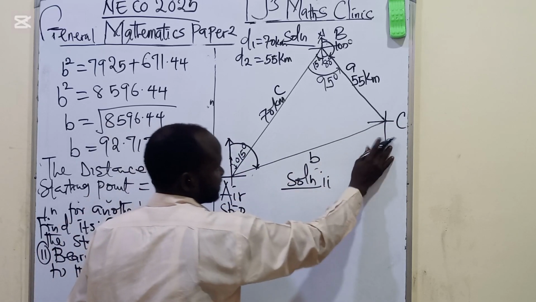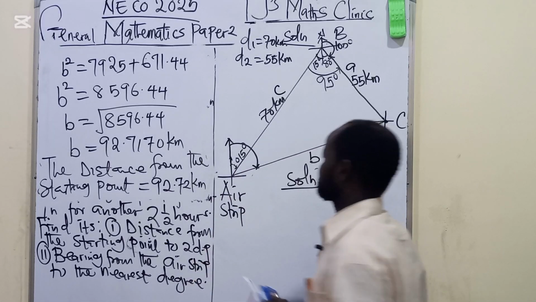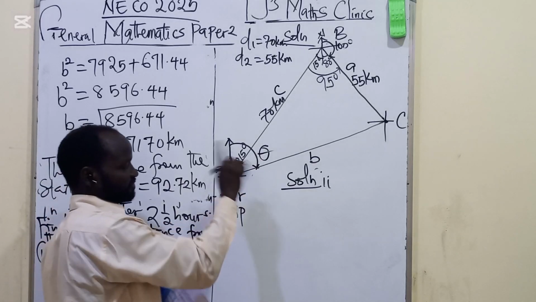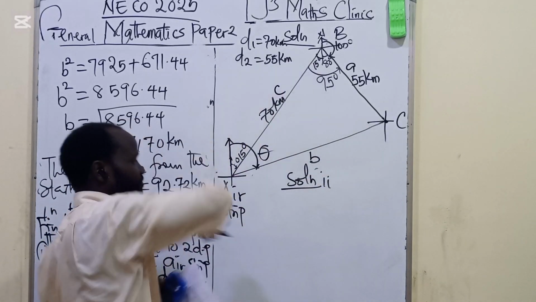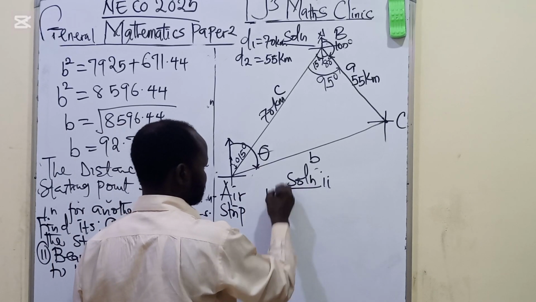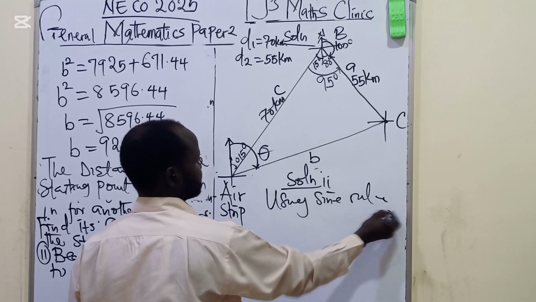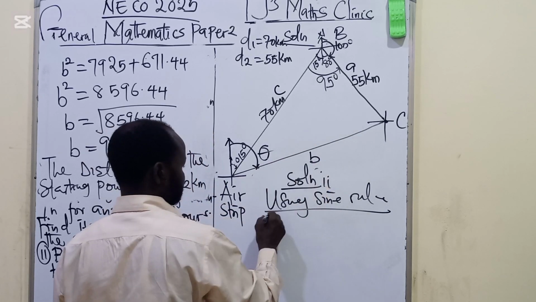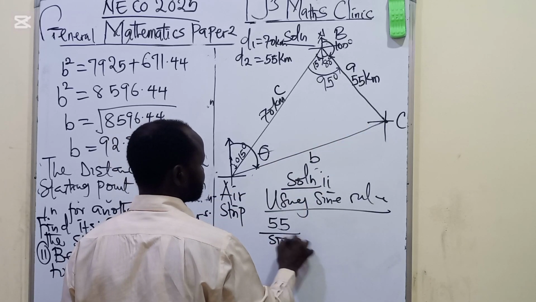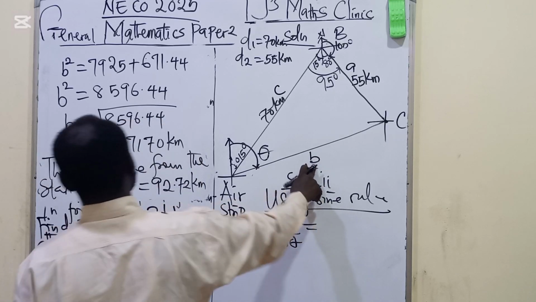The bearing of the aircraft now is at this point, C here. So the bearing of this aircraft from the starting point indirectly. So let this angle here be theta. Very important. Theta plus 15 degree will be the bearing of the aircraft from the airstrip. Very important. So let's apply sine rule. Using sine rule, we apply sine rule to find this theta. So it will be 55 degree now, the side facing this theta divided by sine theta will now be equals to our B.